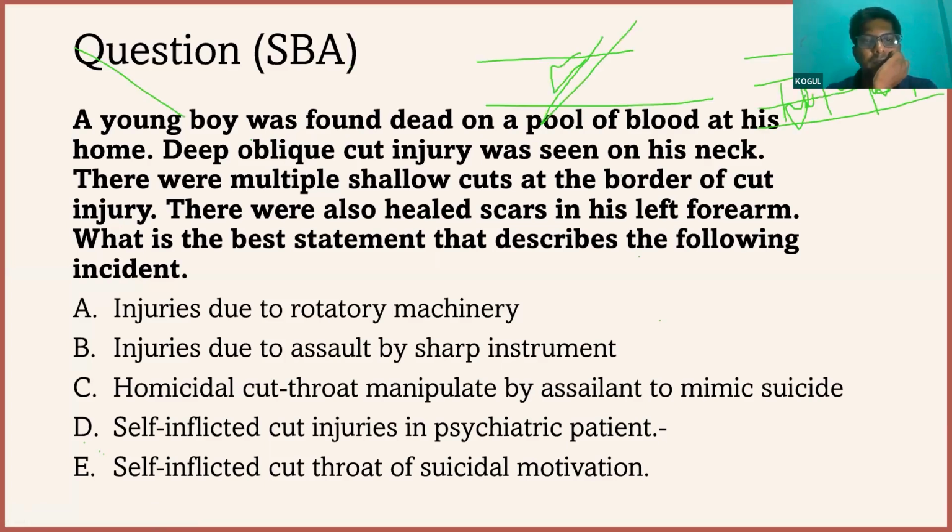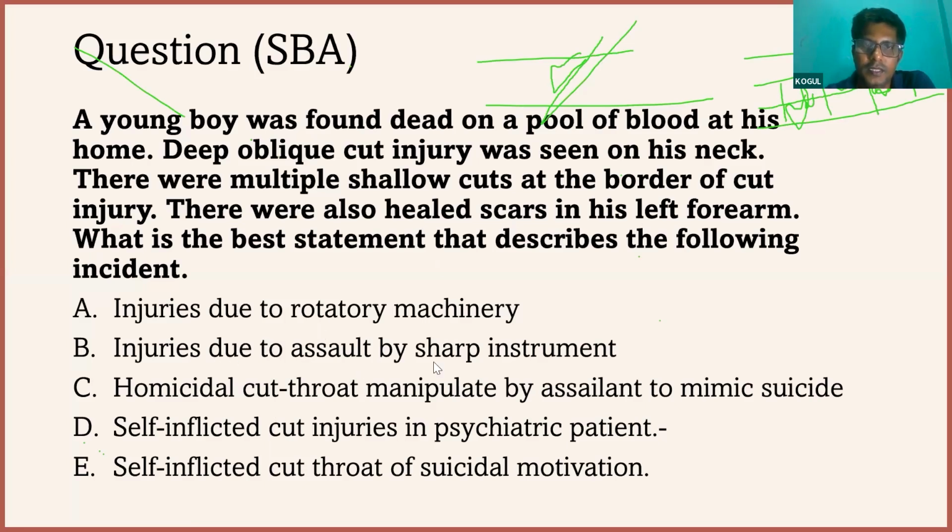All are put, E. So here both D and E are true. D and E are true. So how do we exclude one by one? Injury due to rotatory machinery we have to exclude, because it can't produce a heel scar on the left forearm.